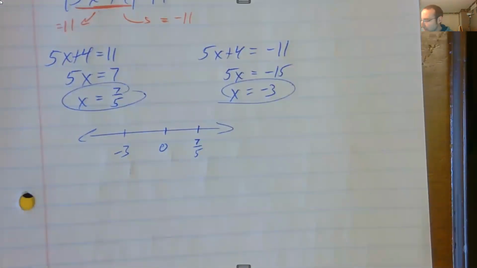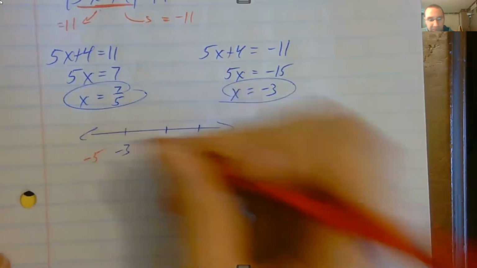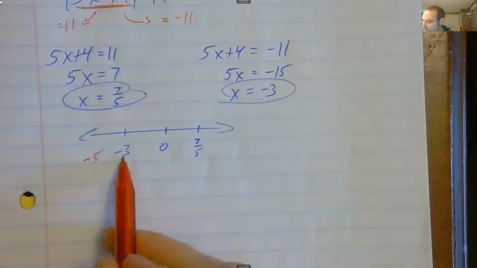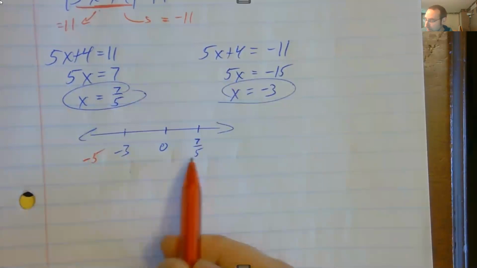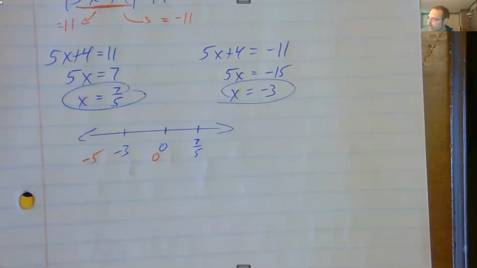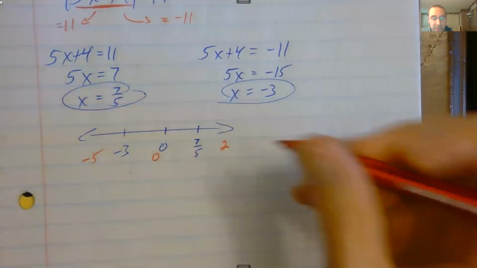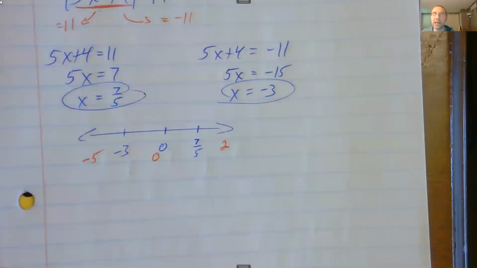So something that is to the left of -3, maybe I test -5. Something between -3 and 7/5. Again, anytime I get a chance to test 0, I'm going to try 0. Something bigger than 7/5. 2 is bigger than 7/5. Like I said, 7/5 is just 1.4. So those are my 3 values.